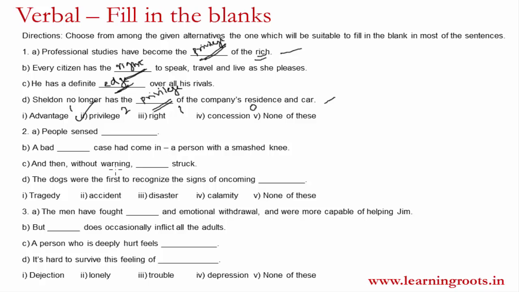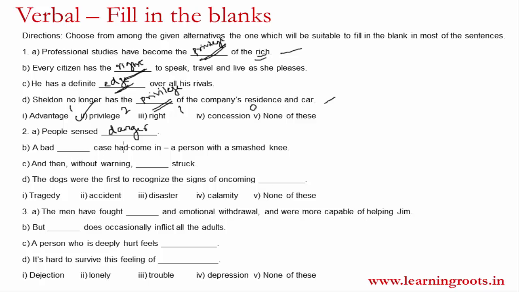And then without warning dash struck. And the fourth sentence is, the dogs were the first to recognize the signs of oncoming dash. Okay, so people sensed something. We can see that all these questions deal with some tragedy or some accident, so something bad is about to happen. So people sensed danger, or people sensed that something untoward was about to happen. So we will simply write danger here, or some untoward activity that is going to happen.